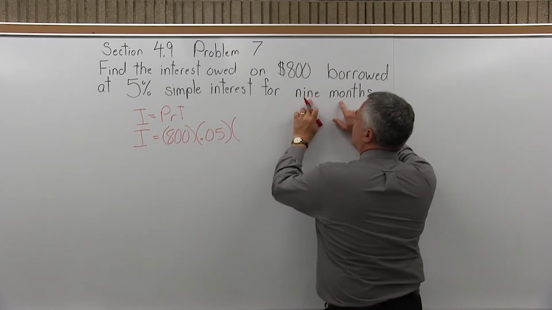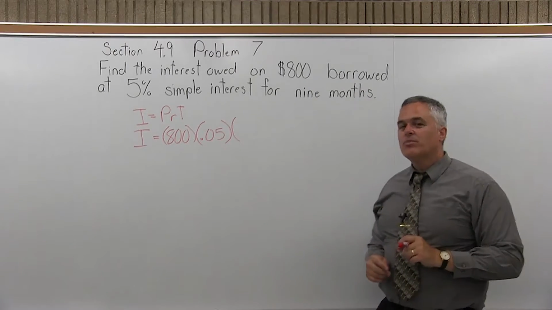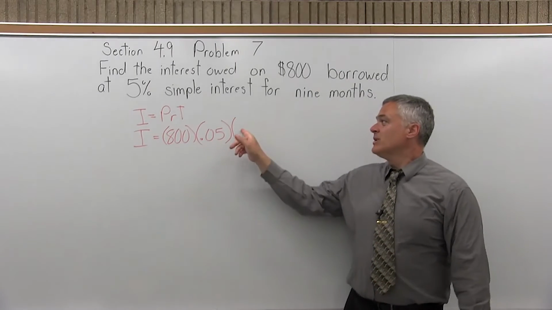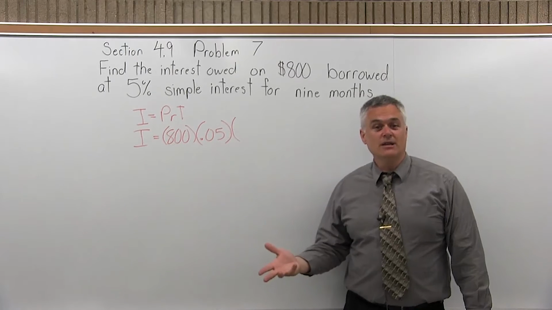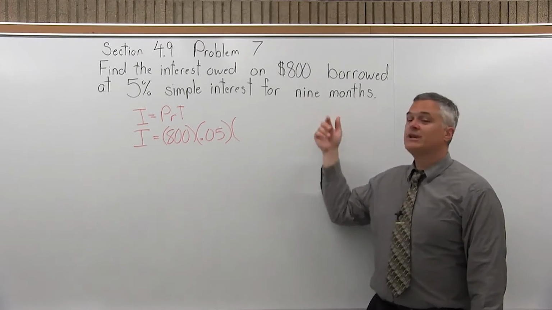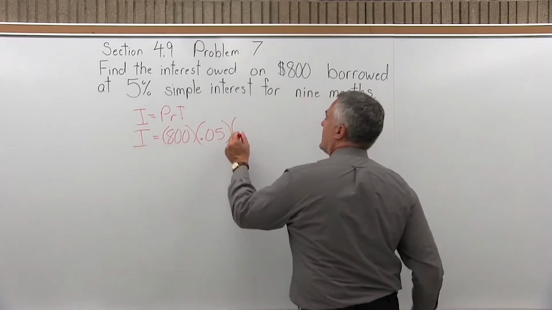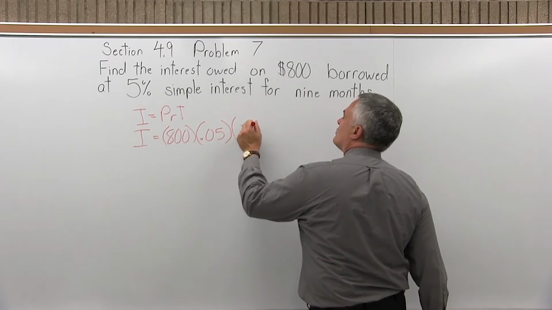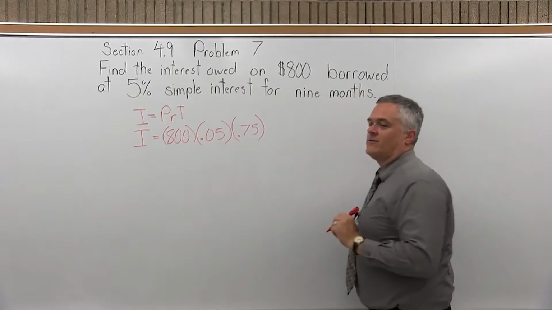And T is time in years. So be careful. This says 9 months. You cannot put in a 9 for T because the formula will find the answer for 9 years. And that's not really what you're looking for. You're looking for 9 months. So 9 months is 3/4 of a year, or 0.75.